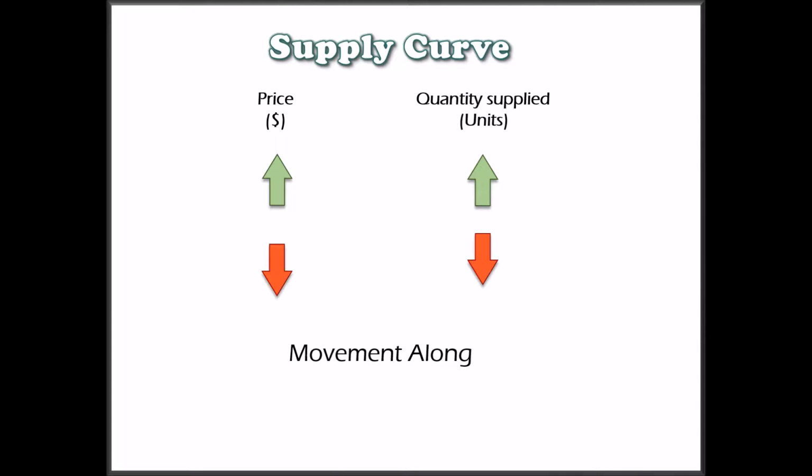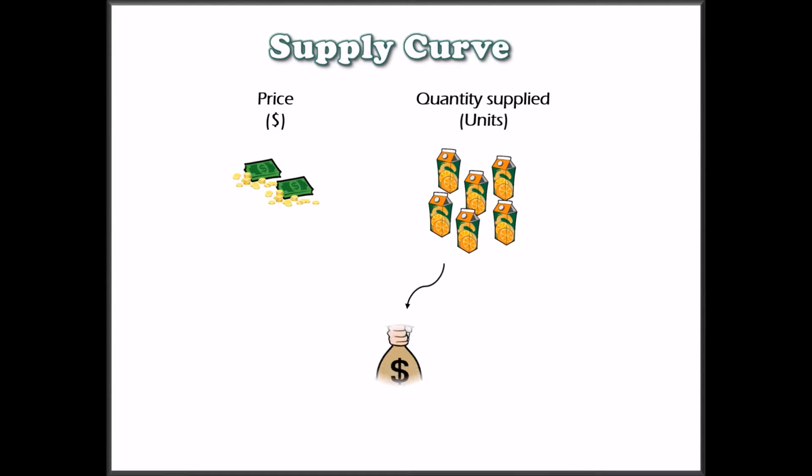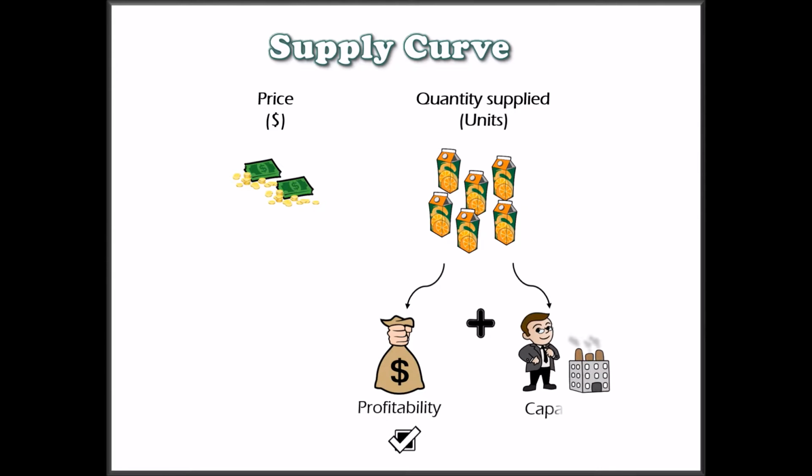Let's go back to our orange juice example. Remember that when the price of this product is $2 per unit, firms want to sell 6 units of it per week. They want to sell this amount because of the profits they earn and because they have the capability to do so. At a constant price, if either their profitability or capability changes, the whole supply curve shifts.